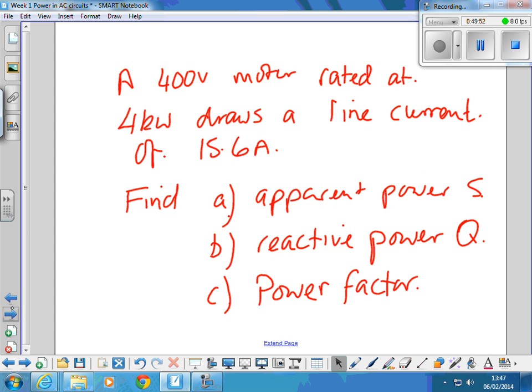So before I give you the tutorial questions, I'll just put a quick example up on the board so we can run through one and just clarify where the results might or could come from. So I'll give you a couple of minutes to write that down. A 400 volt motor rated at 4 kilowatts draws a line current of 15.6 amps. Find the apparent power S, the reactive power Q, and the power factor.